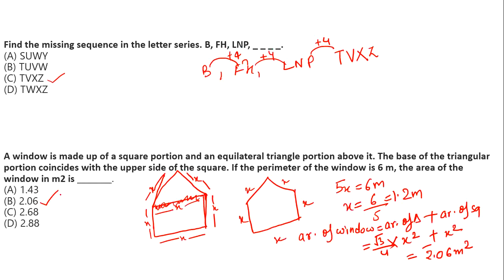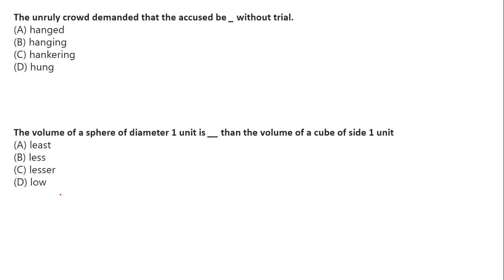Let's move to the next question now. The unruly crowd demanded that the accused be dashed without trial. The options are hanged, hanging, hankering, hung. See, here we have everything in the past form. So obviously here also we will have something in past form, right? So obviously hanging is incorrect, hung is also incorrect, hankering is also incorrect. So the remaining one is hanged. So hanged is going to be the correct answer here, right? Kind of an easy one, I should say.